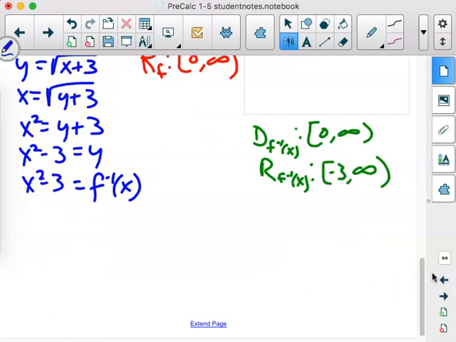And hopefully you can't help it. You're like, oh, I know what that looks like. That's a parabola with a vertex down there at 0, -3. It is, but remember we can't use the whole thing because this was only a positive square root of x plus 3.